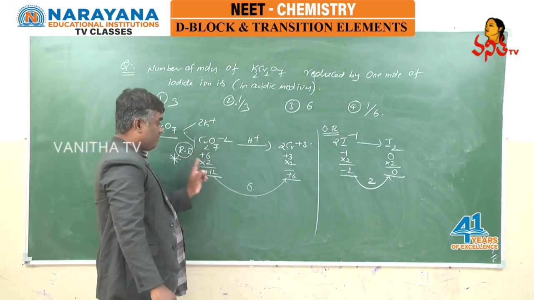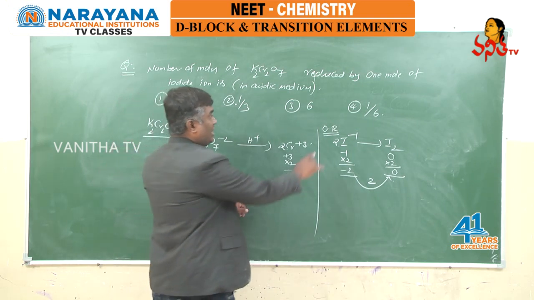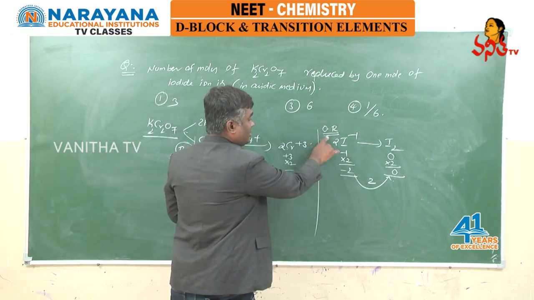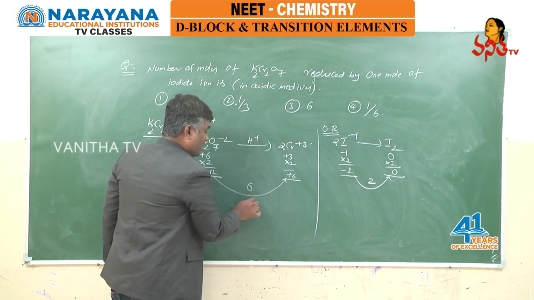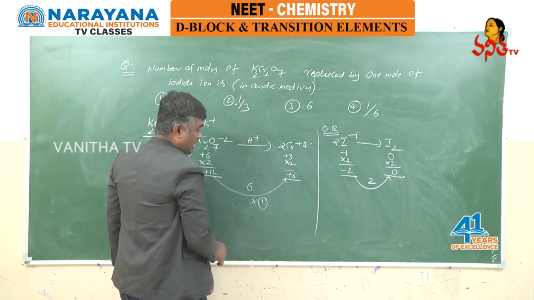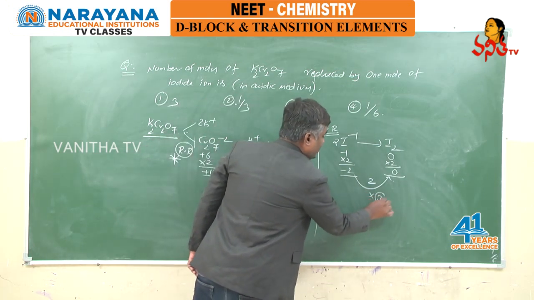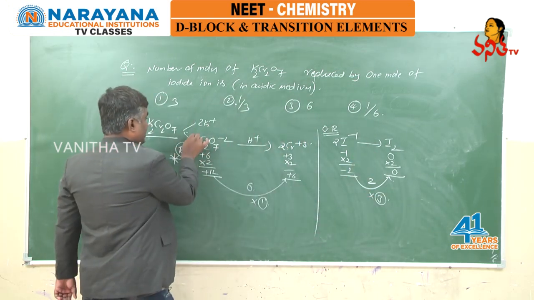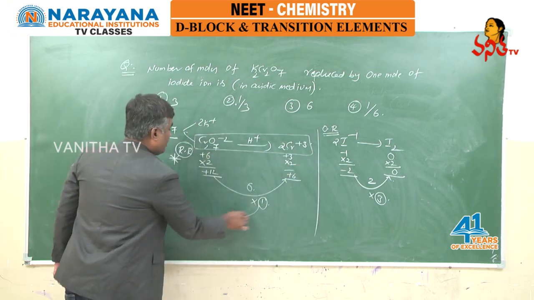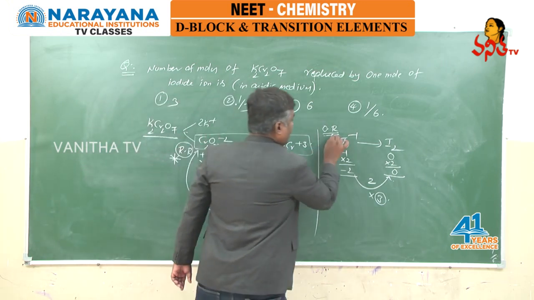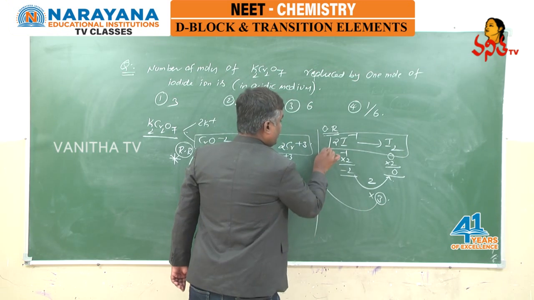In reduction reaction, 6 is the change in oxidation state. In oxidation reaction, change in the oxidation number is 2. So we should make equal by multiplying with suitable integer. I multiplied with 1. Here I multiplied with 3. And here this reaction is multiplied with 1, whereas this reaction is multiplied with 3, students.